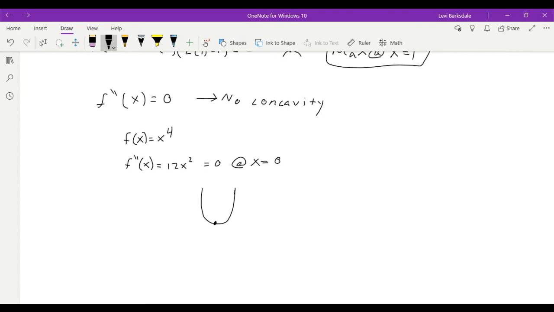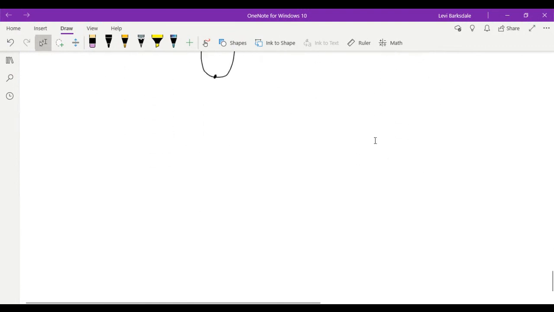Because, as you can see, if we drew out a number line for this, on both sides of 0, our second derivative is positive. So that means it's concave up on this side, and it's also concave up on this side. So that's kind of what it means when our second derivative is equal to 0. We have a chance of having a concavity change.